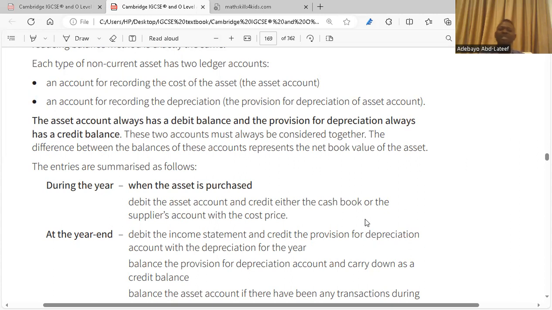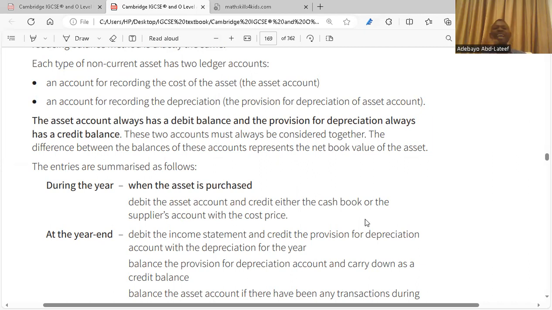So these two accounts must always be considered together. The difference between the balances of these accounts represents the net book value of that asset. When you are preparing your statement of financial position, you have the asset and you have the provision for depreciation for that asset. You take the provision for depreciation away from the asset. That gives you your net book value that you have to record in your statement of financial position. If you don't, that means you're not prudent. You're either understated or overstated.